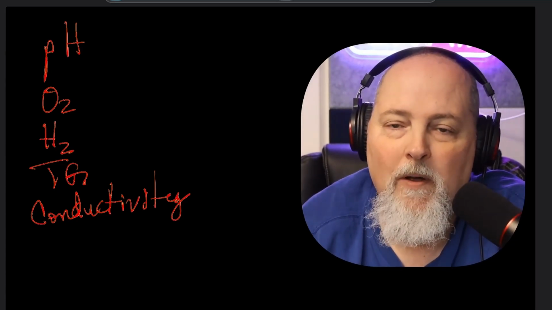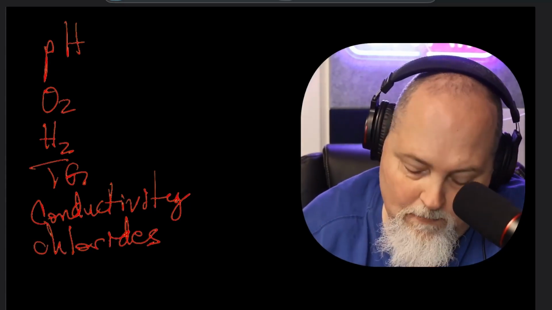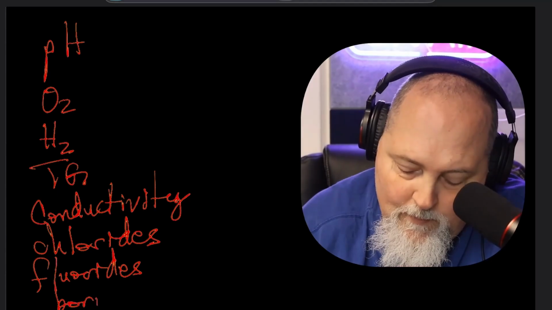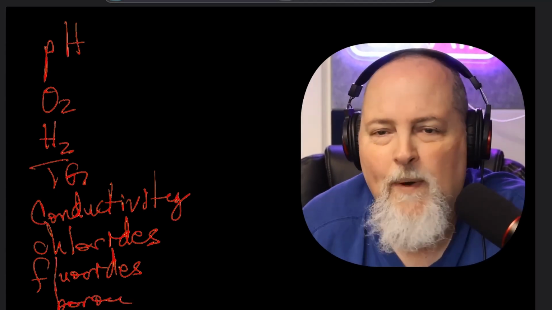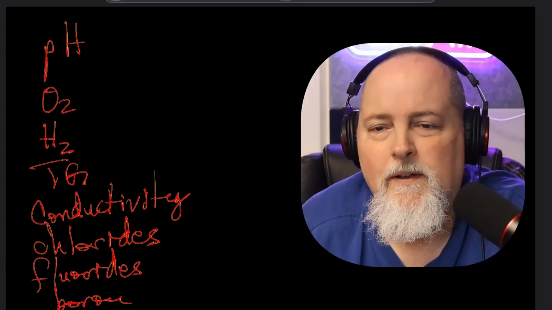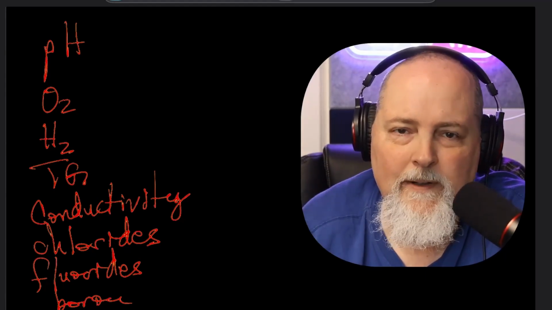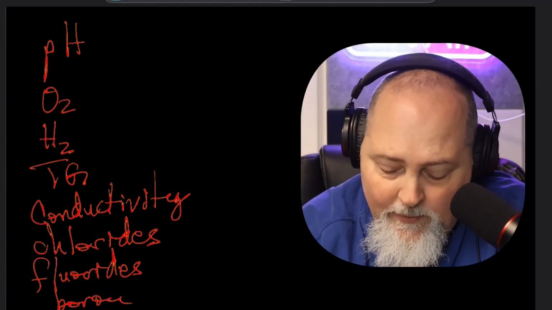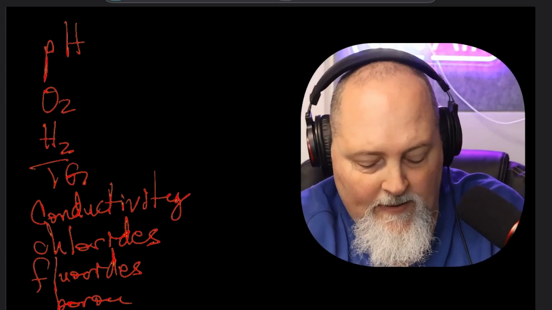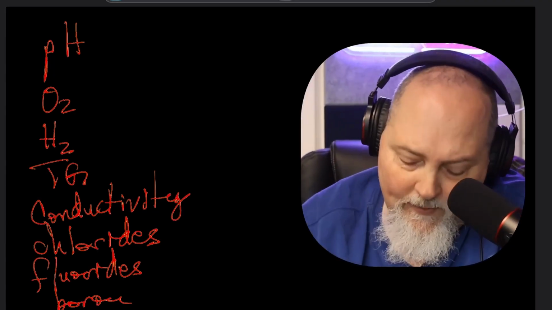We also monitor chlorides. We monitor fluorides. We monitor boron. I'm running out of room. Boron. Radioactivity, the fuel condition. We have cleanup systems. We monitor our cleanup systems too. But these are some of the parameters, especially if you're a chemist at a nuclear power plant. All right, so let's start with pH.